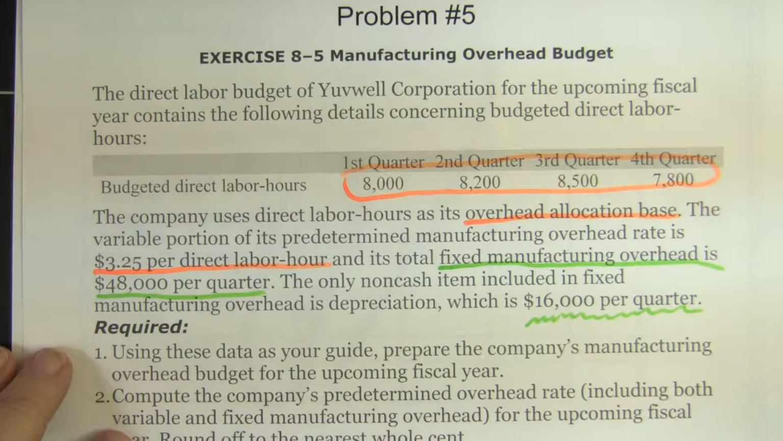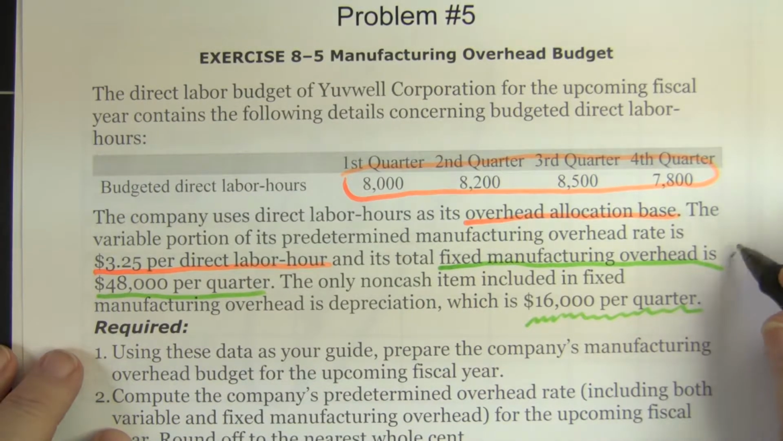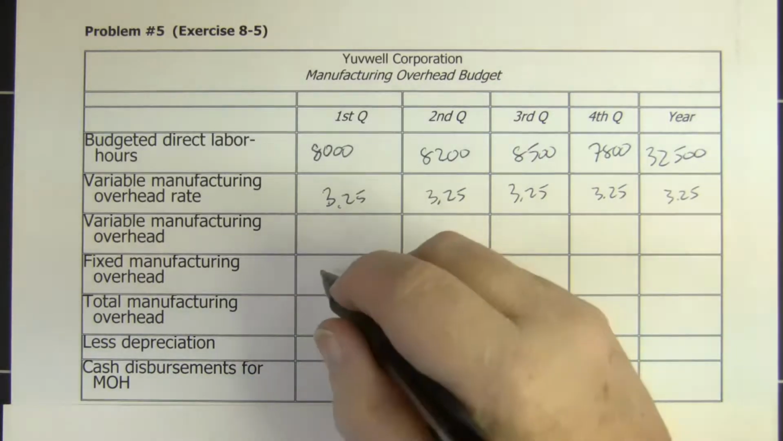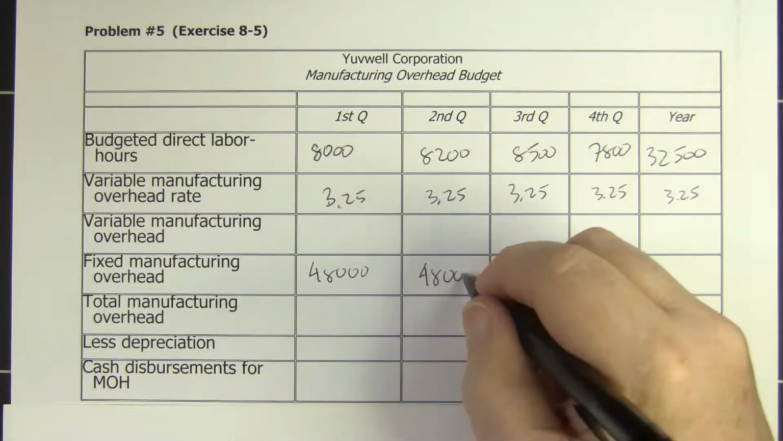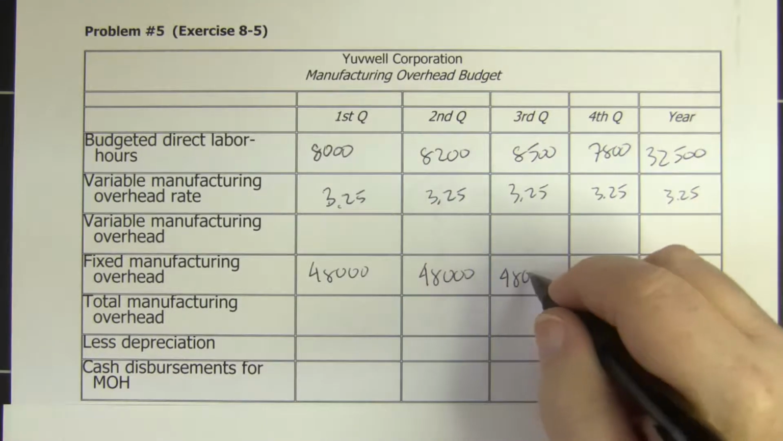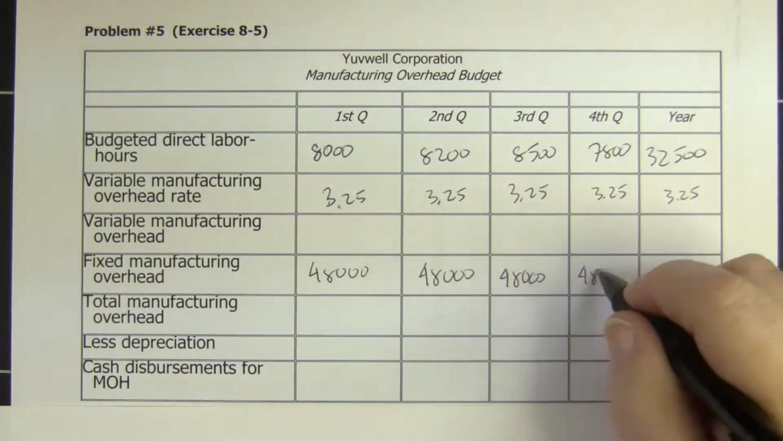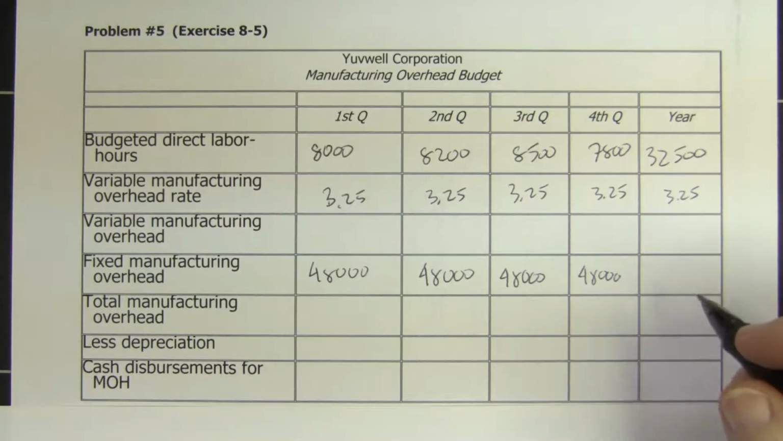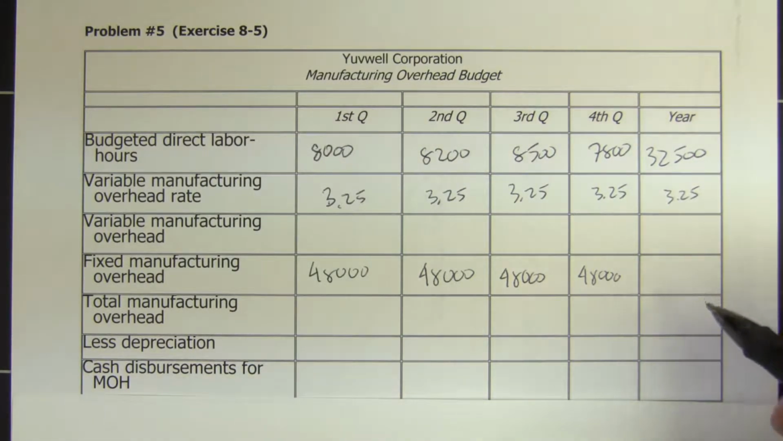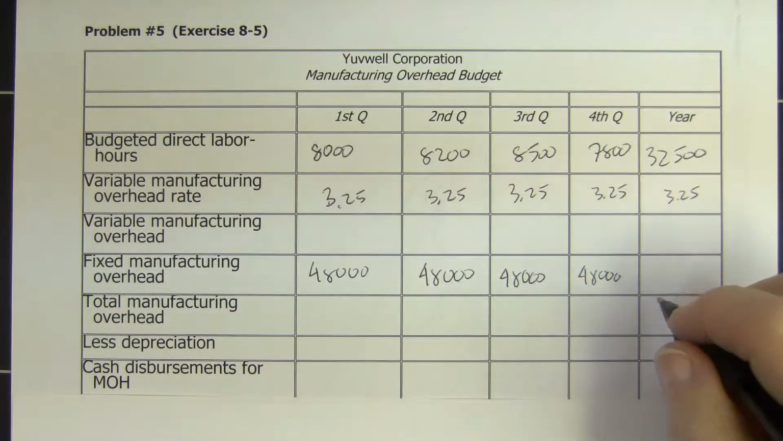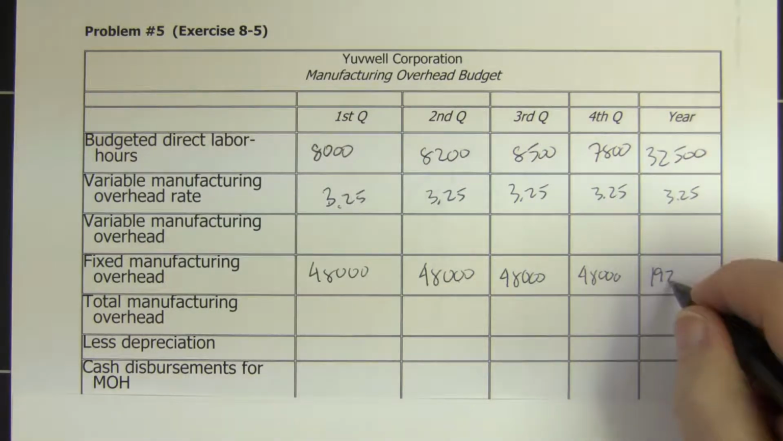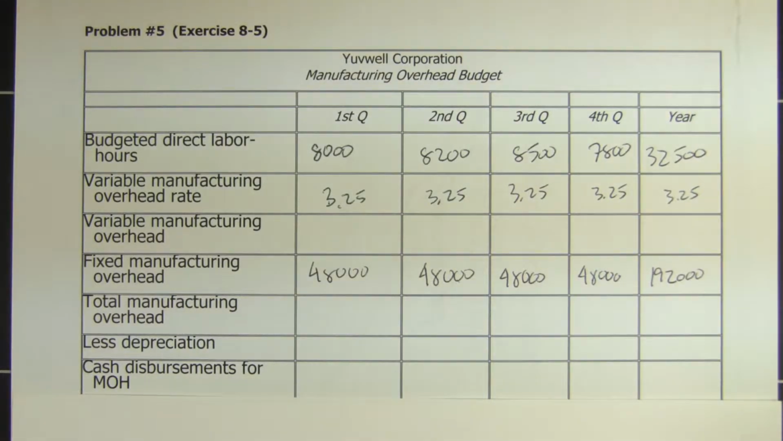And what else do they give us? Fixed manufacturing overhead rate. Okay, good. We got that. 48,000. And you add that up across. 48 and 48 is 96. 96 times 2, 192. See that? I can do some numbers in my head, even if I did go to Philadelphia Public Schools and Woodstock.